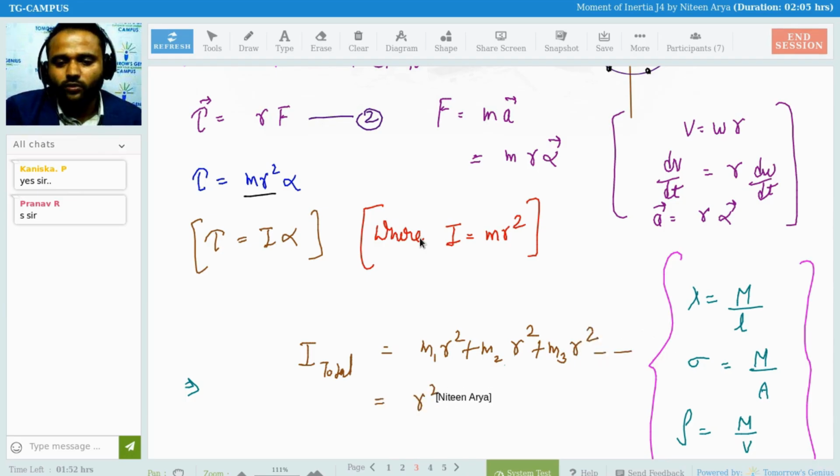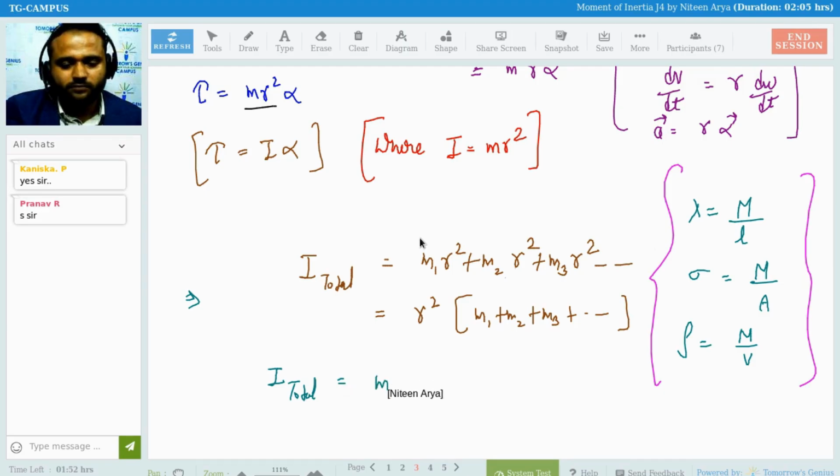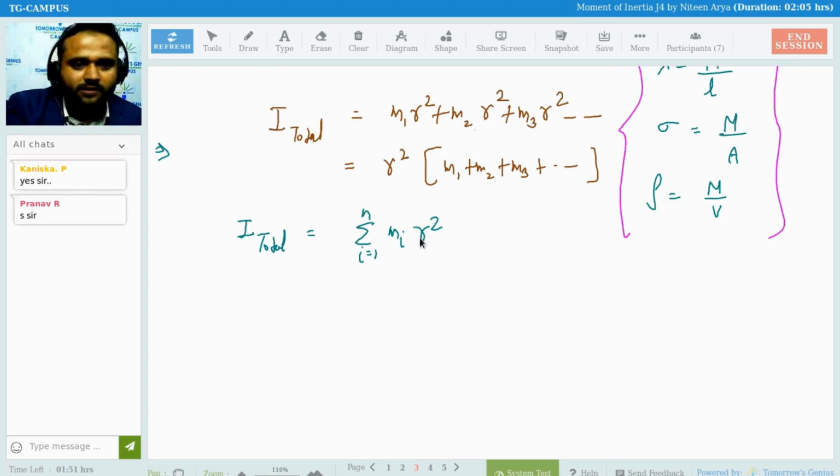So what we can do, r square (m1 + m2 + m3 + so on). So that is going to be simply what we already did till now, the total, summation i equals 1 to n, m_i r square. That is for a single circular path. But if we have different paths also, what does it mean?